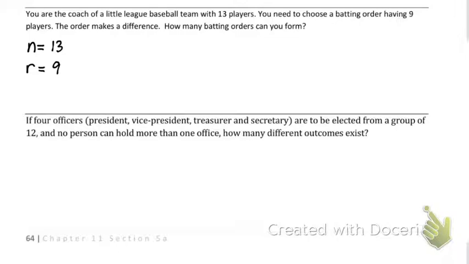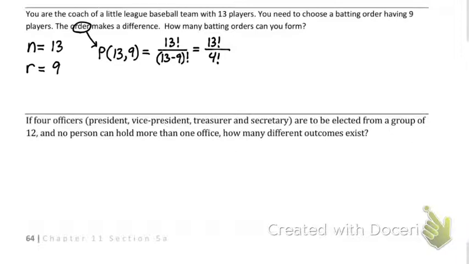So setting this up, since order matters, we're going to use a permutation. And we're doing 13, and we're picking 9 of them. Well, the formula for this is going to be 13 factorial divided by 13 minus 9, and the factorial comes afterwards. That's going to give us 13 factorial divided by 4 factorial.